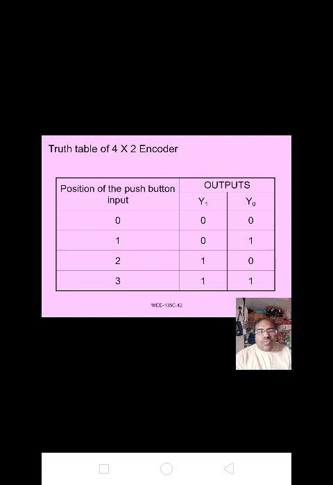Next, truth table of 4 into 2 encoder. Push position of the push button input, that is 0, 1, 2, 3. Outputs are y1, y0. For 0 it is 0, 0. For 1 it is 0, 1. For 2 it is 1, 0. For 3 it is 1, 1.